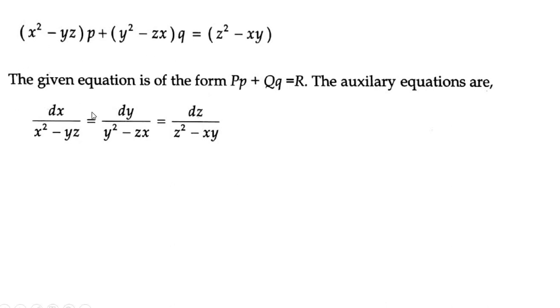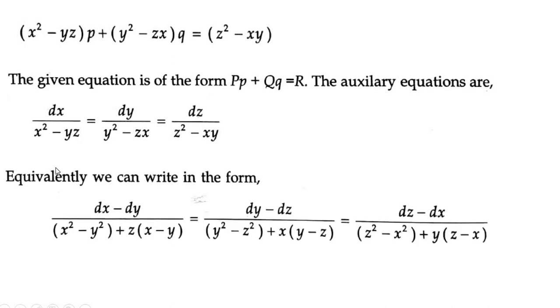We can write this in the form of dx minus dy, dy minus dz, and dz minus dx. We'll write this in the form of dx minus dy divided by x square minus y square. I'll club these two terms together, because you have x square, y square, z square, minus yz, minus zx, minus xy. As it is, if you use multipliers, you can't solve this problem.